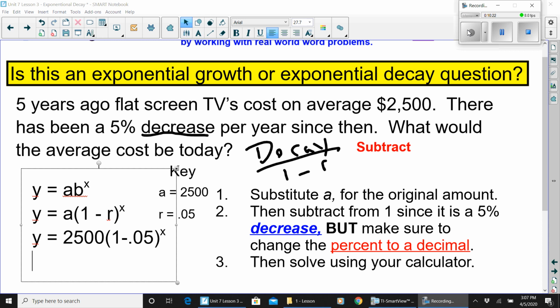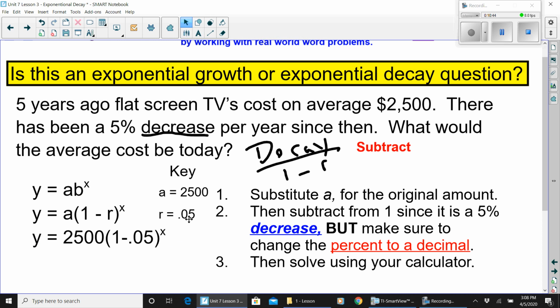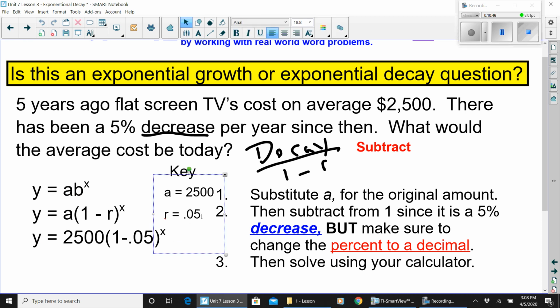Hopefully you have your A as 2,500. You have your r as 0.05 because it is a 5% decrease. So you have to change that 5% into decimals, 0.05. And then the last thing that I did not put in there is the t. So what's my time? If you said 5 years, then that's correct.